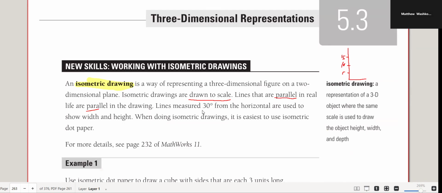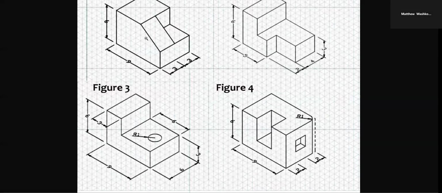Lines measured 30 degrees from the horizontal are used to show the width and the height. What does that mean? Looking at this here, if you can see where my mouse is right now, that's a 30-degree angle. That is showing the width. Going up and down adds height, and then you add depth by going on a 30-degree angle here, and it can go both ways.